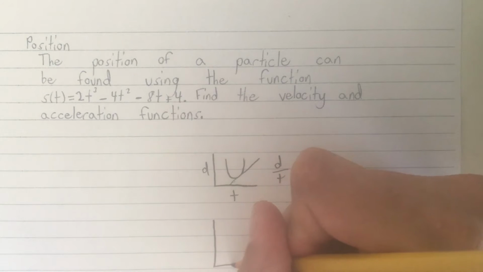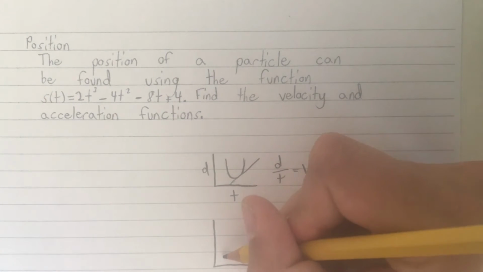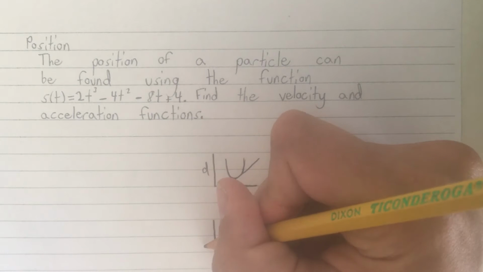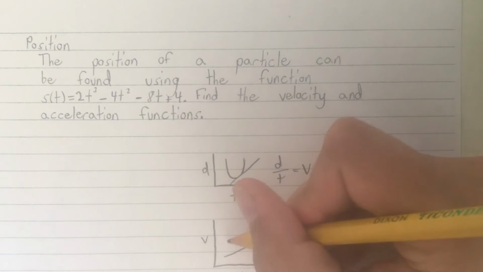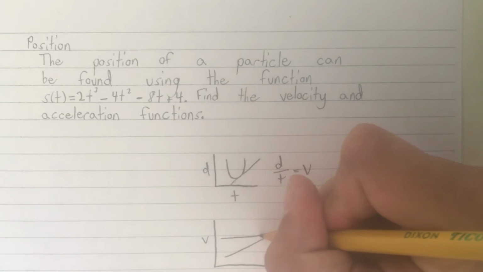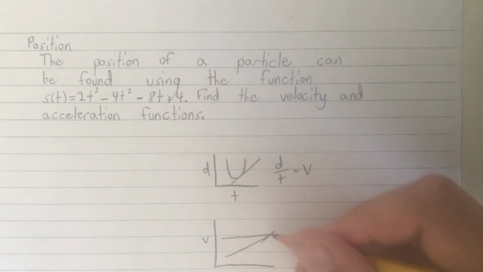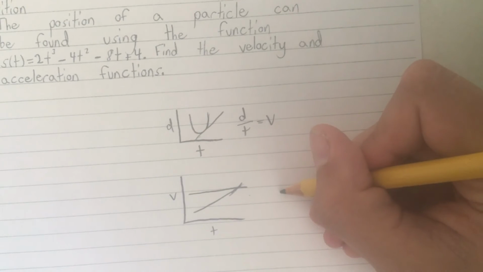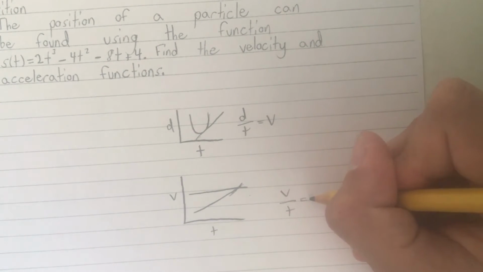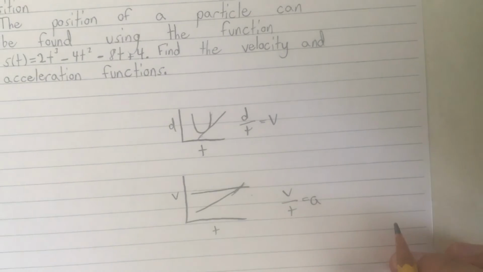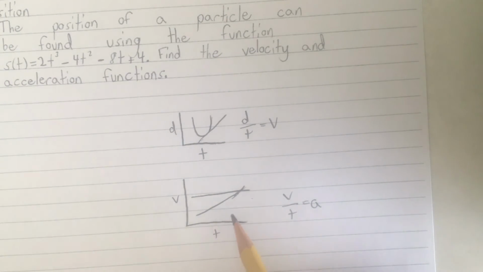And then if we take the derivative that we just found and put that on its own graph that shows velocity over time, the slope of that tangent line would be velocity over time, which is going to equal acceleration. And that's the same as saying we're taking the second derivative of the original position function. So what we get from this is that the first derivative is going to give us the velocity, and the second derivative is going to give us acceleration, if we are taking the derivative of a position function.